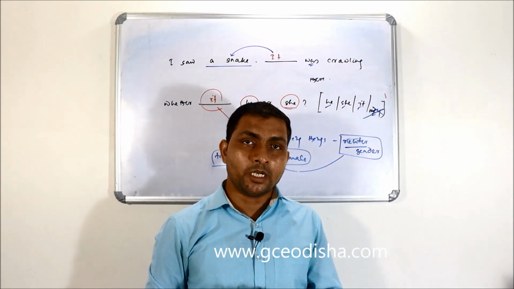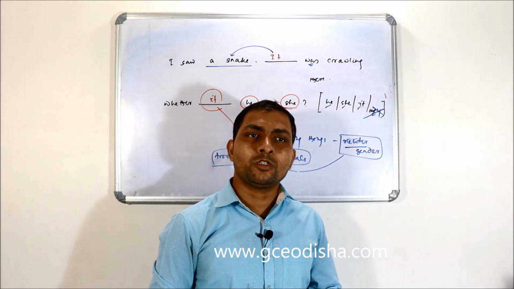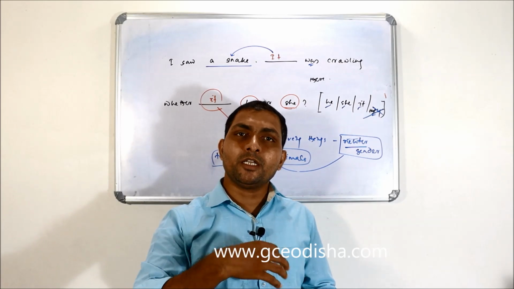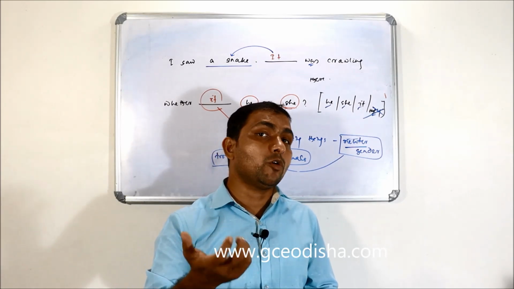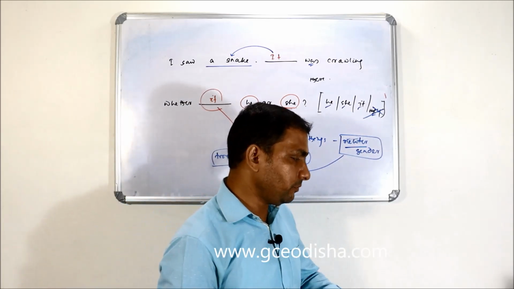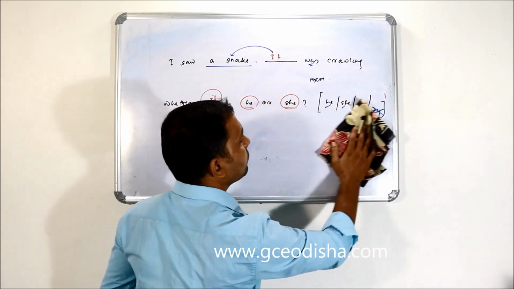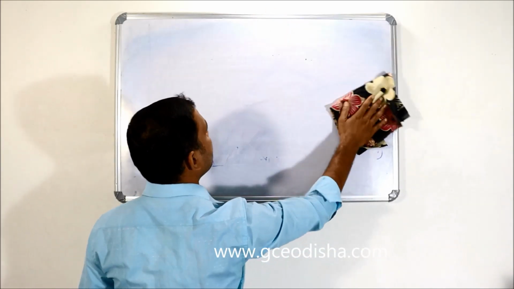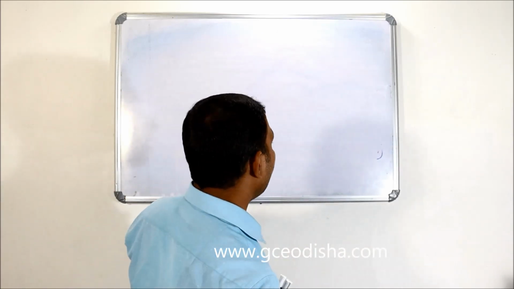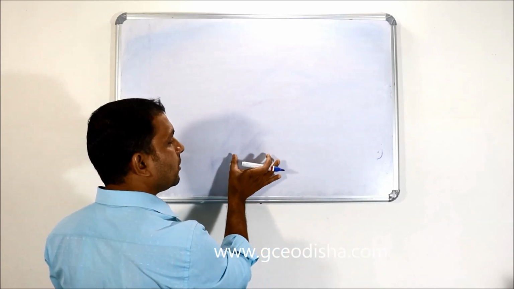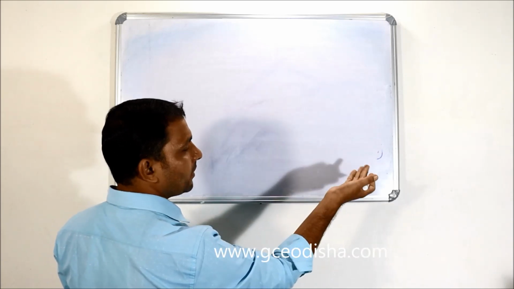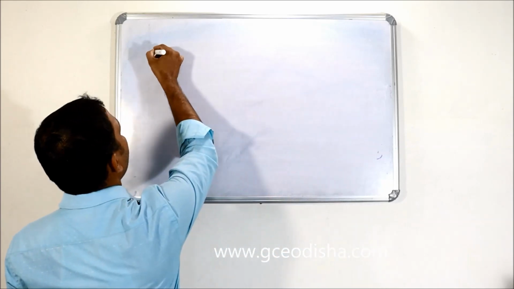That means neuter gender is used for those living beings of which gender is unknown or unimportant to us. Understood? Neuter gender is used for those living beings whose gender is unknown or unimportant to us. Examples: tree, baby, infant, pet animals, etc. Point number 3.